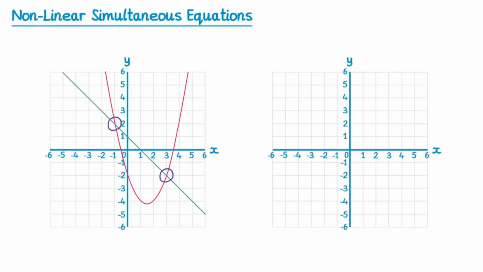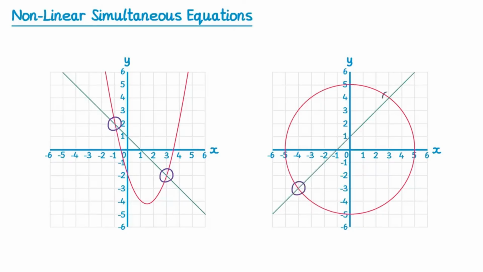The second situation is if we have a circle, and once again a straight line. You can see again this one has two solutions because they cross in two places. For both of these graphs drawn, you can see there were two solutions because the graphs intersected twice.